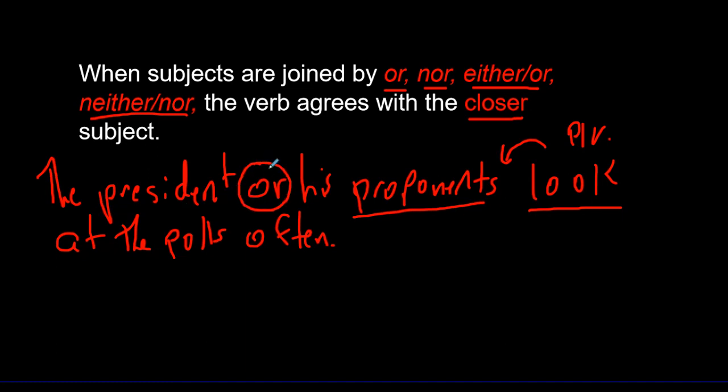Now, if I were to swap these subjects, saying the president's proponents or he, then I have to use a singular verb because he is closer to the verb. In this case, the verb should agree with the singular subject.